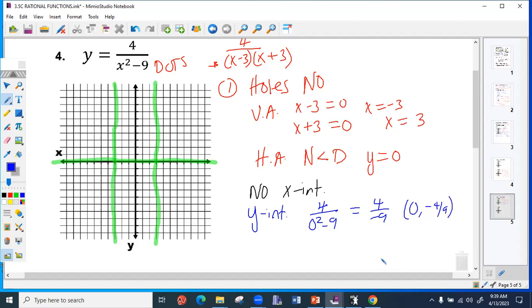-4/9. Ooh, I like how that 4 looks. Yeah, I like it, this one right here. Yeah, turned out decent there.